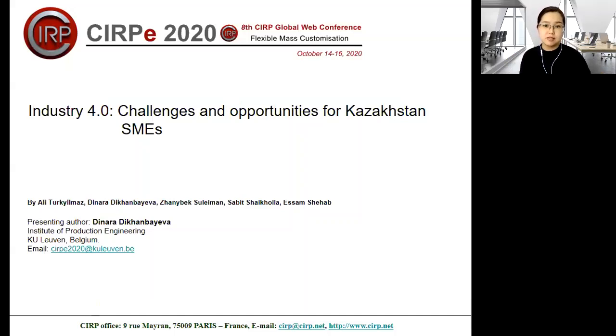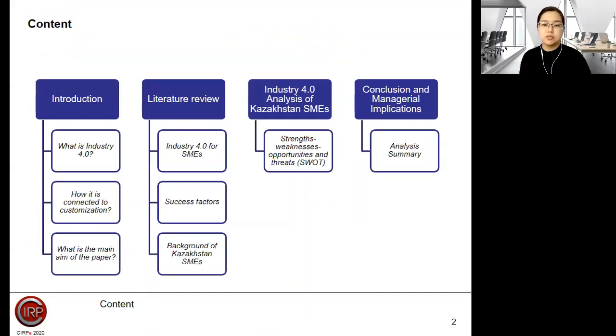Industry 4.0 Challenges and Opportunities for Kazakhstan SMEs. So the content of today's presentation first will be the introduction part, where we'll cover what is Industry 4.0, what is the main aim of the paper, and so on. Second will be the literature review covering three main questions. Third will be the Industry 4.0 analysis of Kazakhstan SMEs. And finally, conclusion and managerial implications along with analysis summary will be provided, of course.